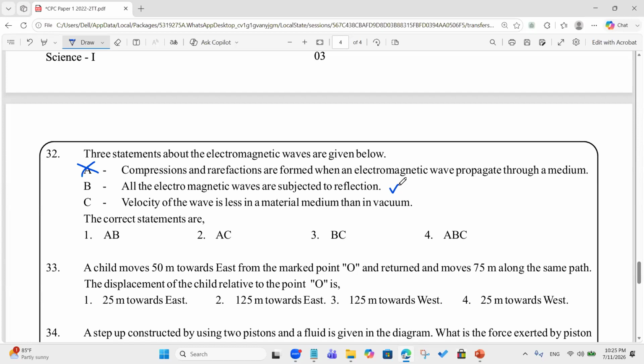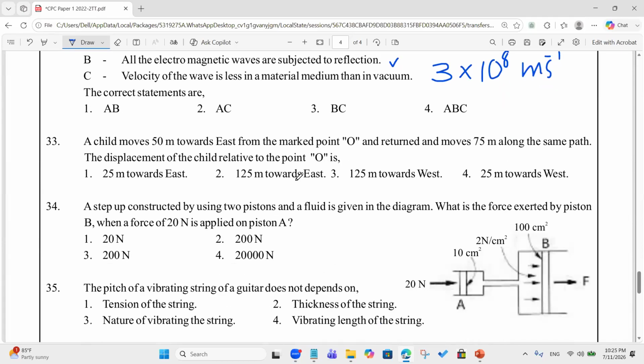The velocity of the wave is less in a material medium than in a vacuum. Yes, that's correct. The vacuum has the highest speed for electromagnetic waves. Do you remember the speed of electromagnetic waves in a vacuum? How much is that? It is 3 into 10 to the power 8 meters per second. This is the speed, right? 33. Will you read this question? 33.